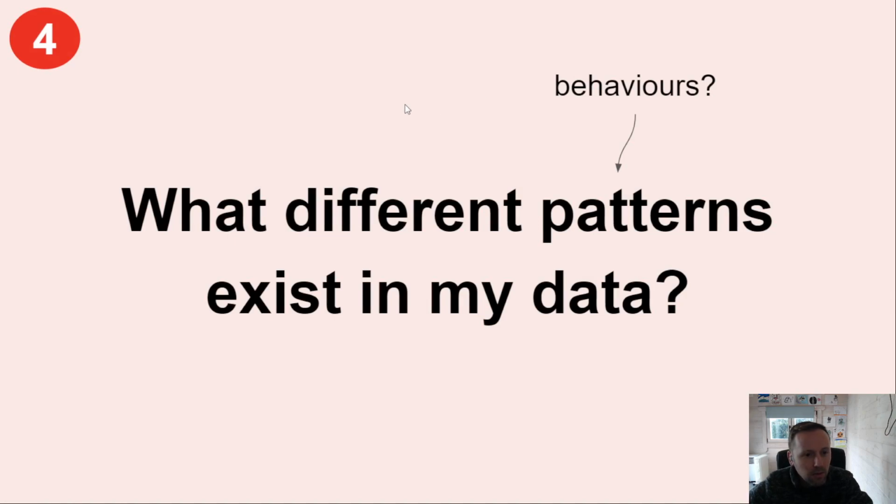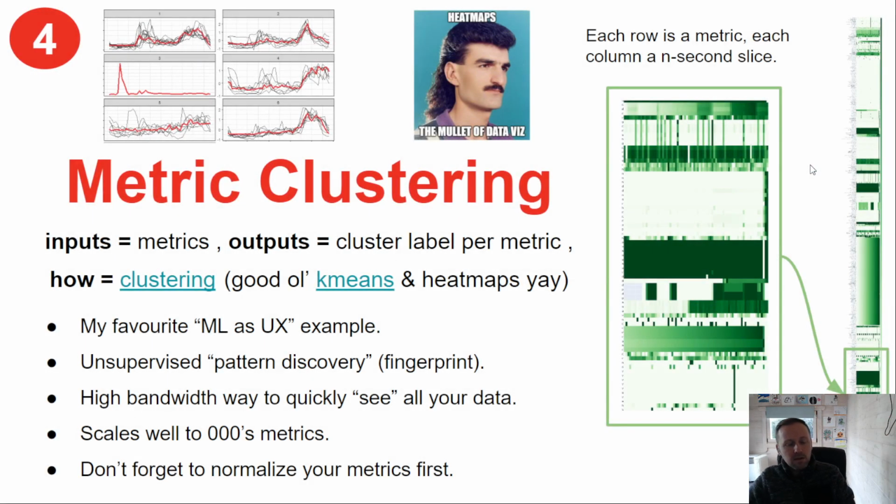The next one is number 4. This is what different patterns exist in my data. So I like this one actually. This is one that I like for ML as UX that I was talking about earlier.